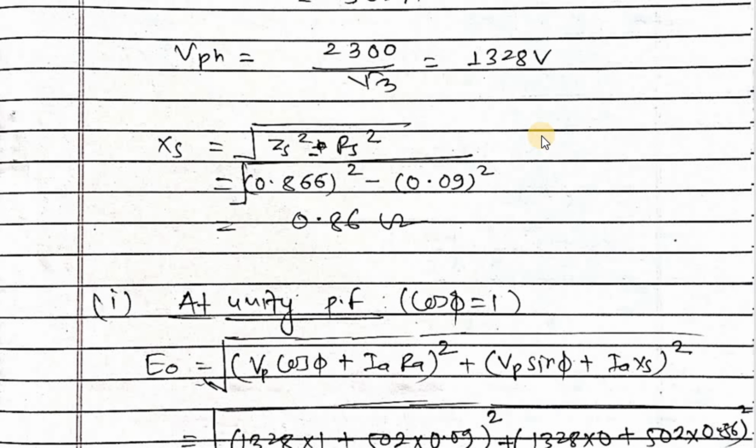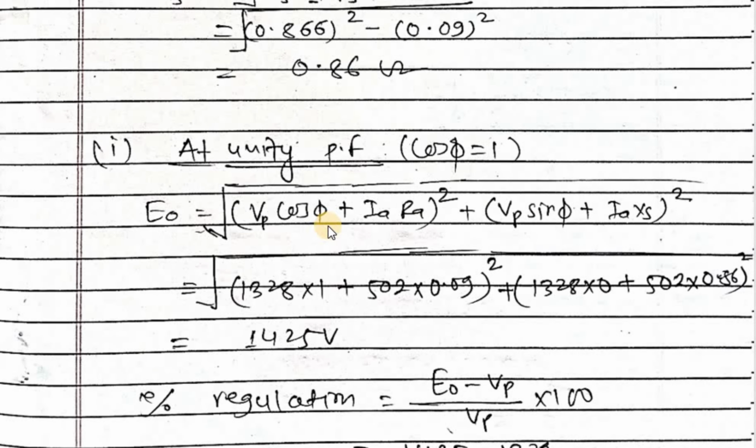And we know XS equals root under ZDS square minus RA square. So put the value of ZDS and RA, we can get 0.86 ohm.